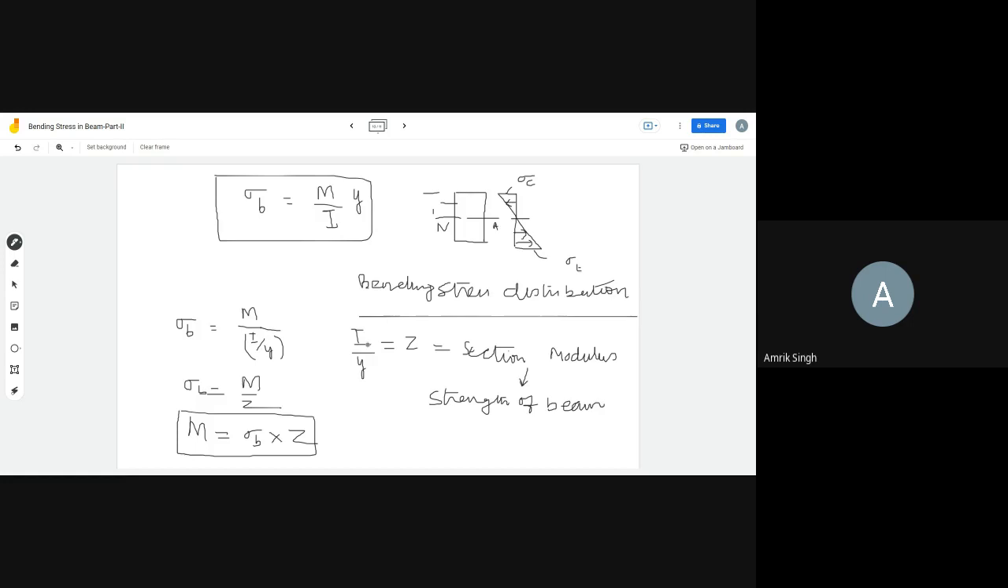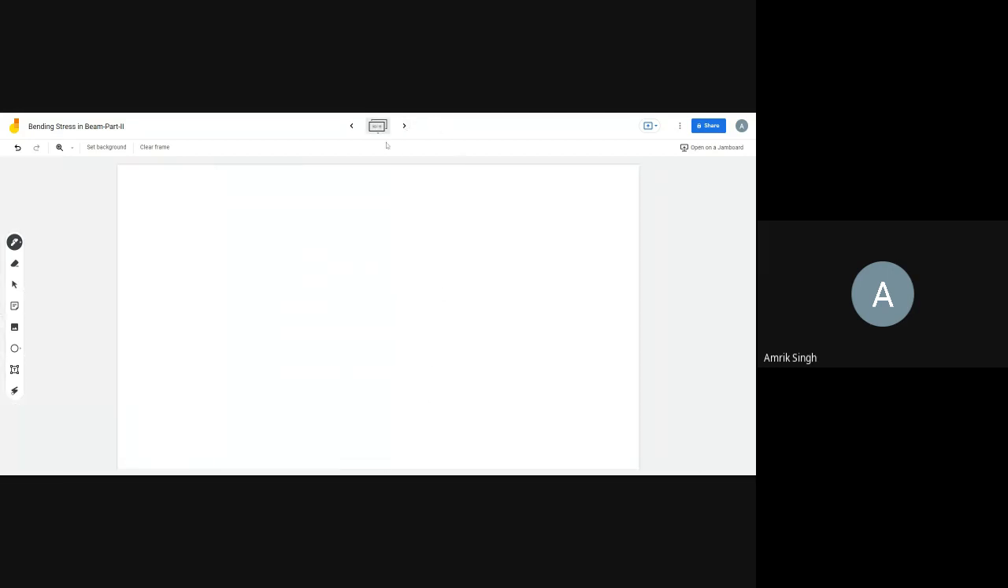And I will depend upon the section. If you take the rectangular section you will take I for the rectangular section, if you take the circular section you will take the I for the circular section. So this way we can calculate the bending moment and the bending stresses. Now suppose you want to calculate the section modulus for different sections.